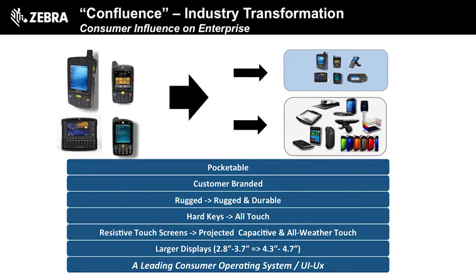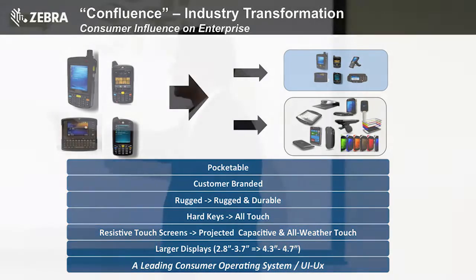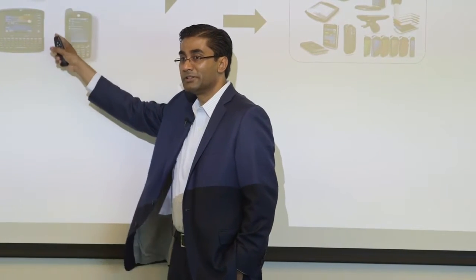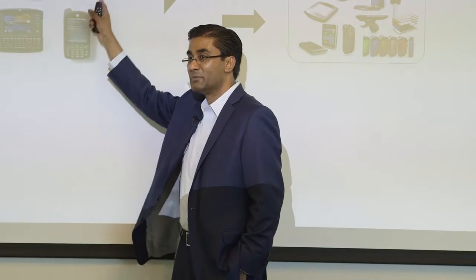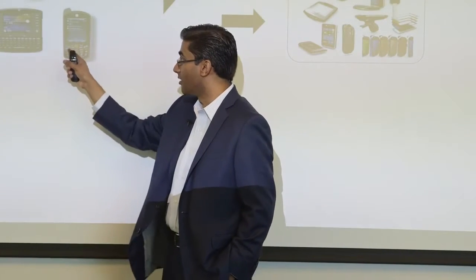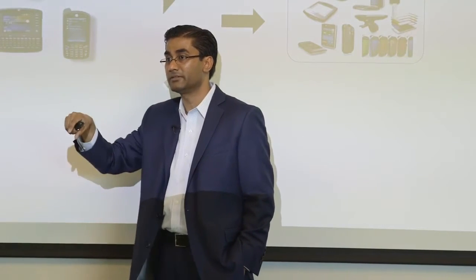Now, here's another interesting pattern that we've seen. This is something we call confluence, which is the consumer influence over enterprise. Let me just ask a show of hands. How many people remember these old Motorola Zebra Symbol devices, the MC67, MC55? These devices were all rugged, key-based devices, right?